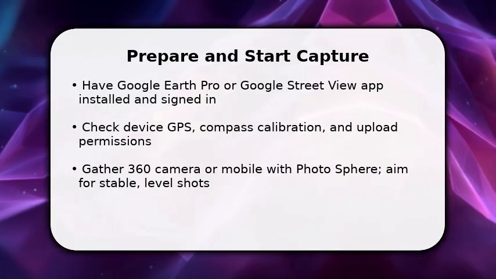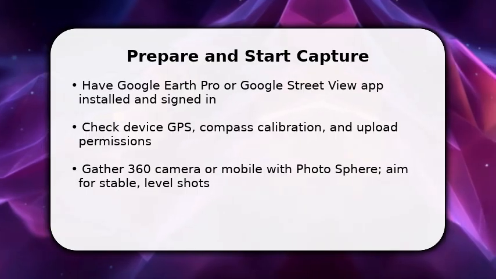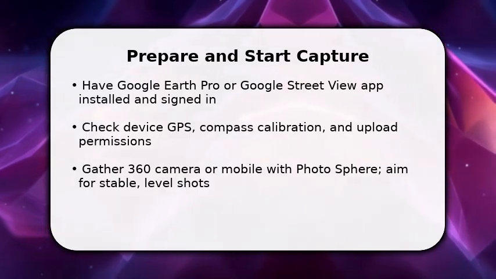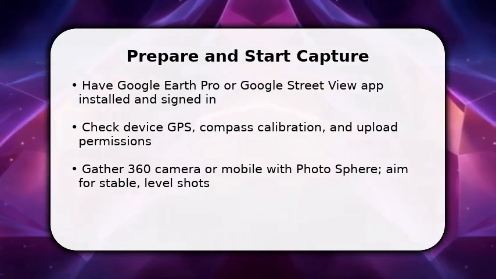Launch the capture tool and choose the Street View or photo sphere mode to start. Make sure you record overlapping frames and keep the camera level so stitching and geotagging work smoothly as you proceed.